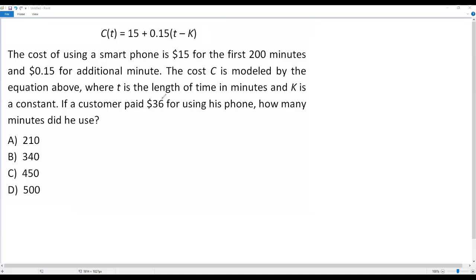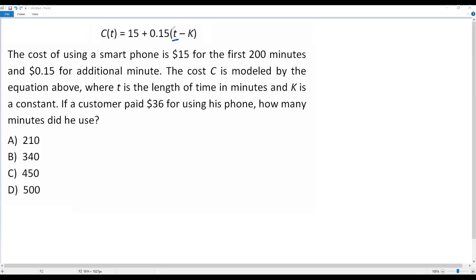For that, we have to plug in this 36 for this C of t, because this C of t represents the cost. So the cost is $36 and this t represents the time in minutes. So when C of t equals 36, what is the value of t? That's what we have to find.